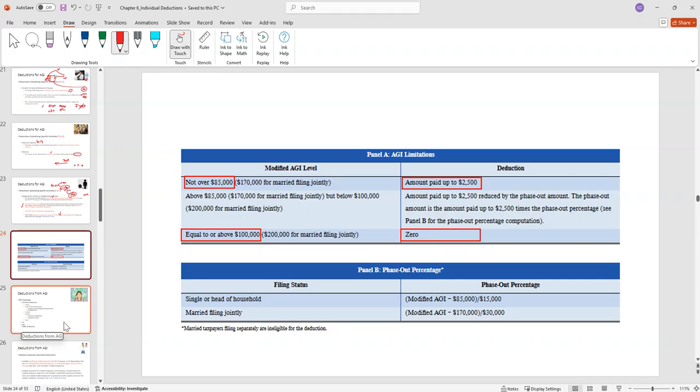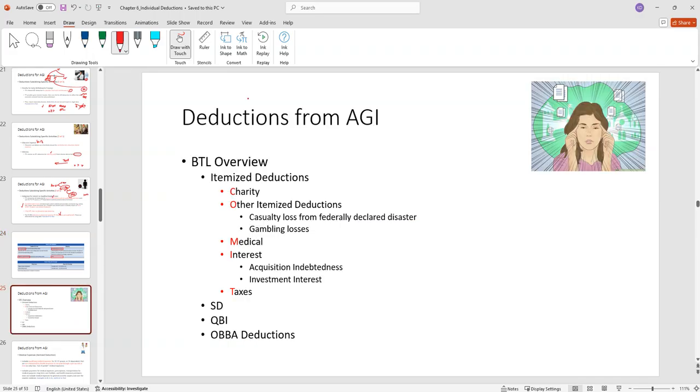So there's that chart. Next time when we pick it up, we're going to move to the below the line deduction. So we will see you in that video.